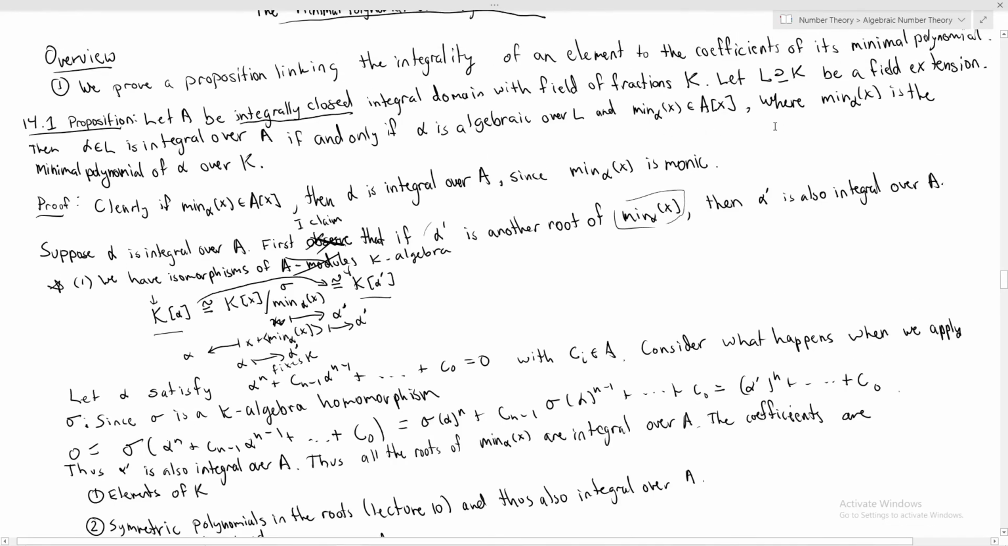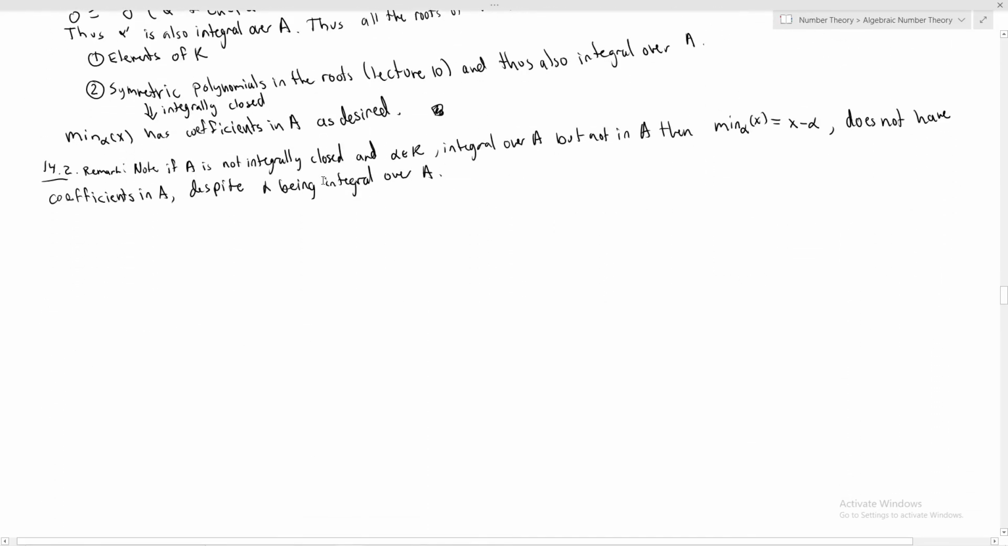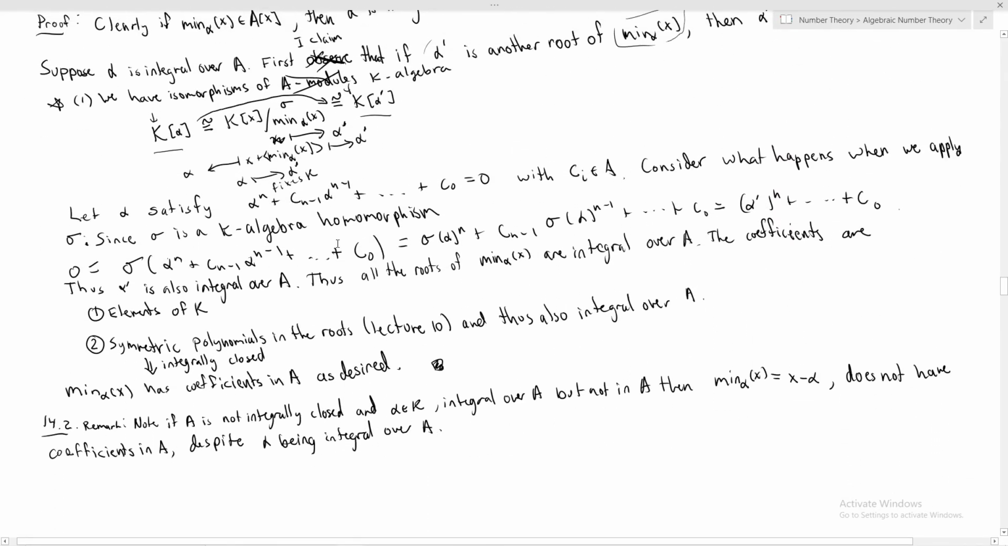The other thing is, when I initially wrote these notes, I just assumed L was finite over K, but I think L doesn't necessarily have to be finite over K. If alpha is integral over A, then it lives in some finite extension, so you can always reduce to that case. Okay. That about wraps this lecture up.